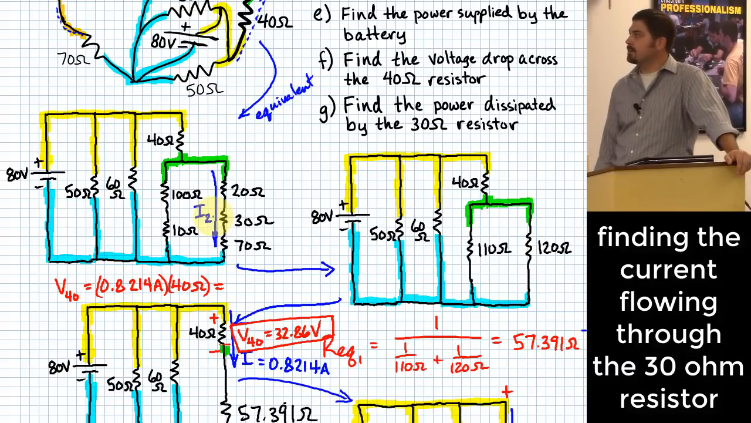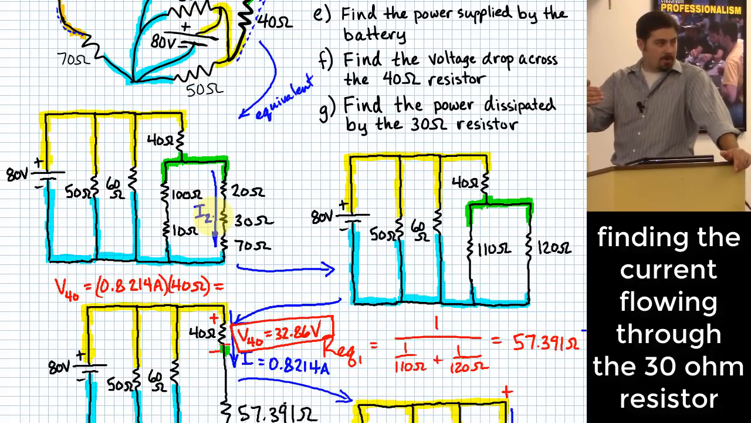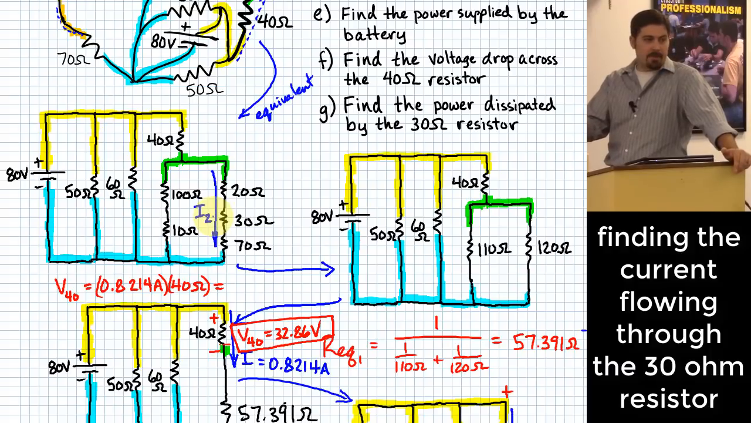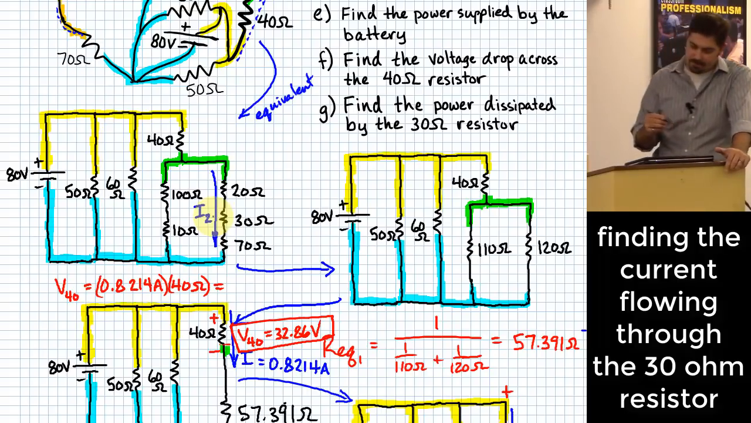What does it take? Yeah, I heard someone say power is I squared R. If you know I, the current going through a particular element, and if you know the resistance of that element, then you can determine the power dissipated by that element. So now the question is, is there something I can do to figure out the current that flows through that leg right there? The answer is yes, you can. There is something we can do.